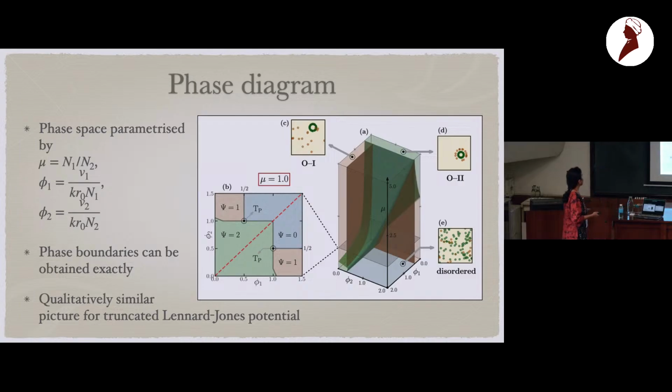So we also went a bit further ahead and wanted to check whether this whole structure is because of the linearity of the equation or not. So we also performed numerical simulation with Lennard-Jones potential, and it turns out that qualitatively the behavior remains the same. I mean truncated Lennard-Jones, with a finite range, but the qualitative behavior remains very similar.